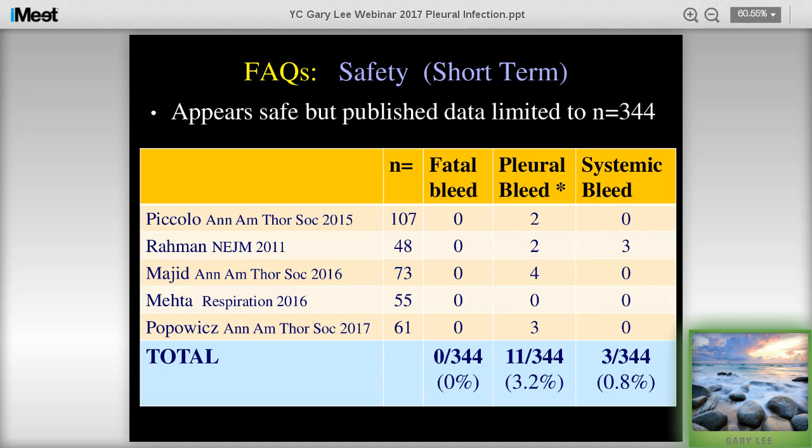This is the original New England Journal paper of 48 patients. This paper is the largest cohort from our group, and this is one of our recent publications that is in press now. And you can see that in all these series, there's never been any fatal bleeding. When I say pleural bleed, I mean the patients that require blood transfusion, and that's 3%. Only the New England Journal paper actually reported systemic bleedings, but do remember in that study, even the placebo group also got systemic bleeding. These are probably events that are not directly related to the TPA and DNase.